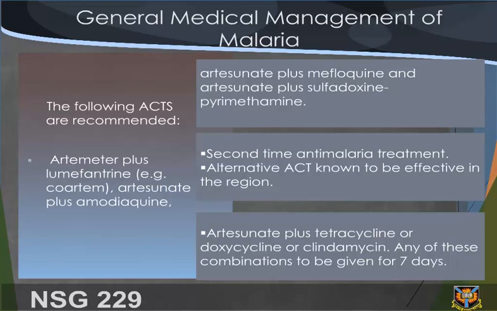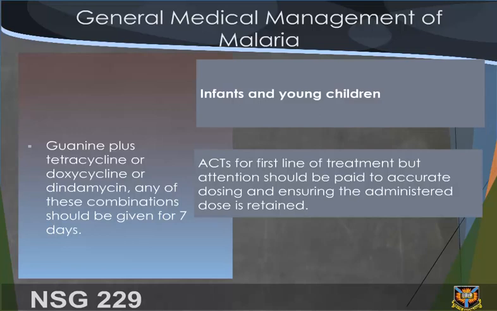Second-time anti-malaria treatment. Alternative ACT, known to be effective in the region. Artesunate plus tetracycline or doxycycline or clindamycin. Any of these combinations to be given for 7 days. Quinine plus tetracycline or doxycycline or clindamycin. Any of these combinations should be given for 7 days.